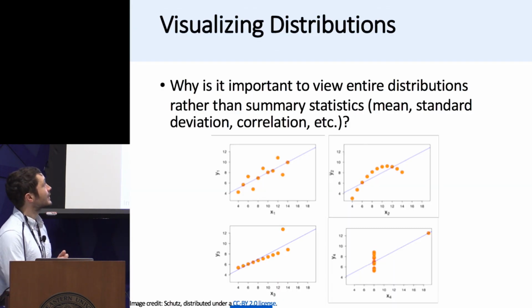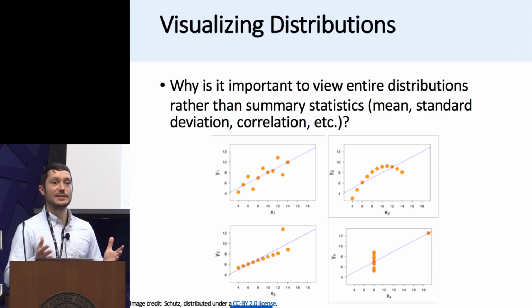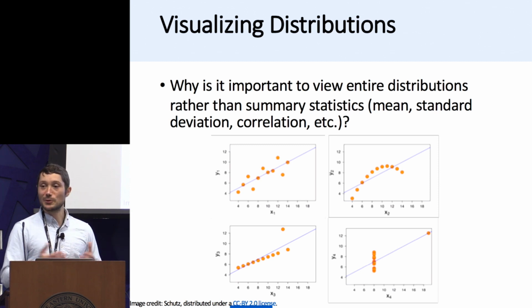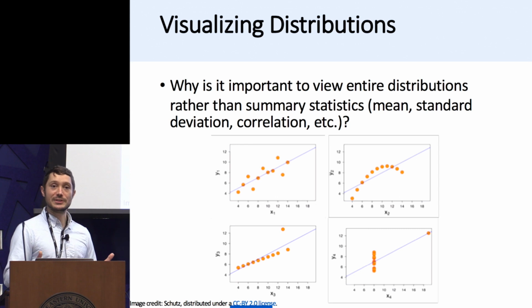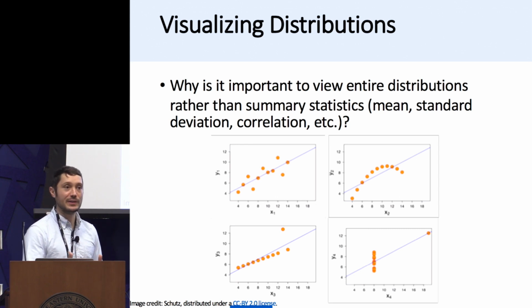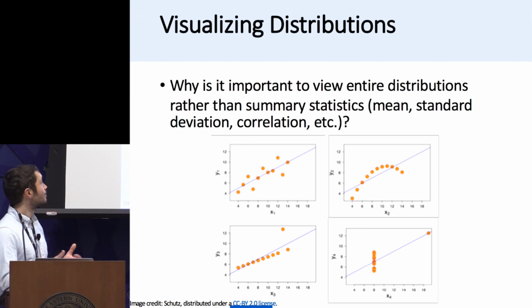So you may have noticed from this software package that we're visualizing things as distributions. Why are we doing that as opposed to looking at summary statistics like the mean, the median, or standard deviation? Those are all very valuable, but I can give you four very good reasons as to why you might want to look at distributions.